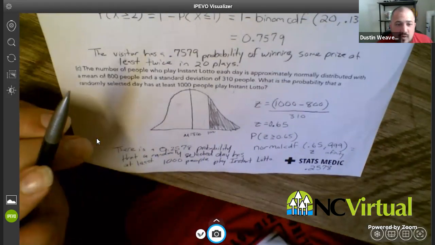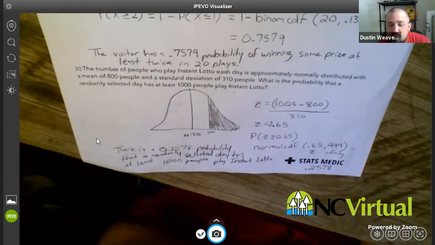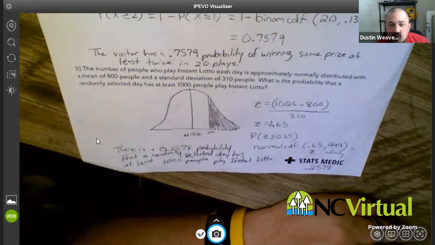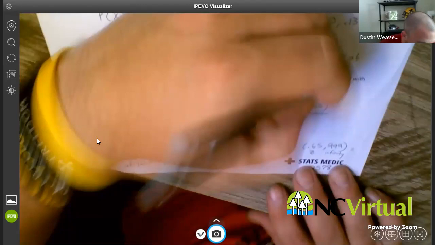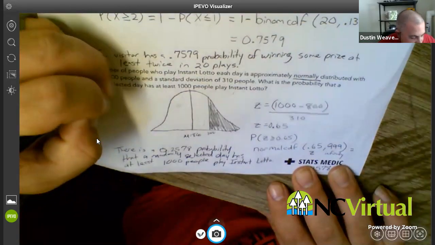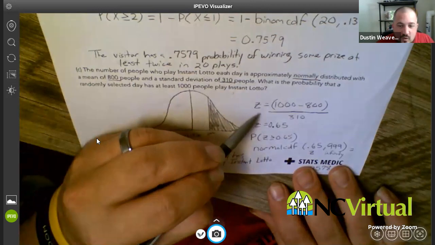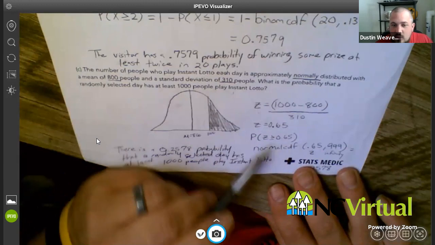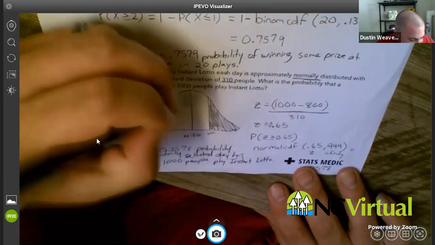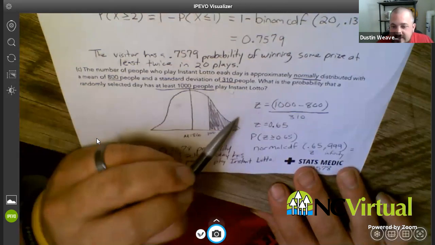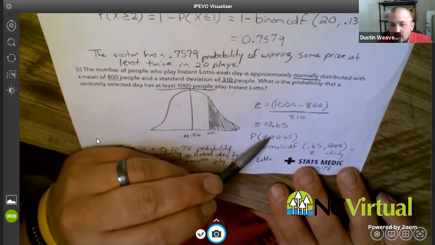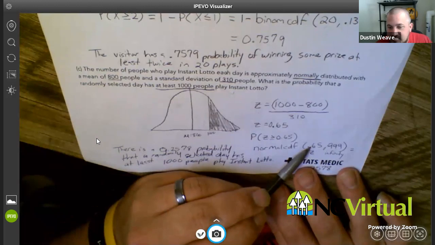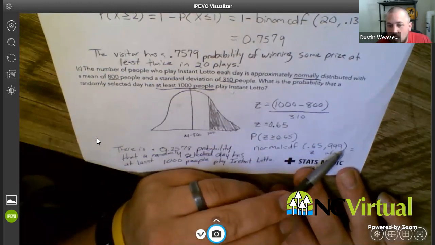Then we get to the bottom where it says the number of people who play instant lotto is approximately normally distributed with a mean of 800 and a standard deviation of 310. What is the probability that a randomly selected day has at least 1,000 people play instant lotto? Well, because it's normally distributed and because they give you the mean and standard deviation, we know we can use the z-score. And so we get a z-score of 0.65. We want to know the probability that at least 1,000 play it. So that would be this or more. So we go to normal CDF, we put in our z-score, and we go to infinity because we want more, right?